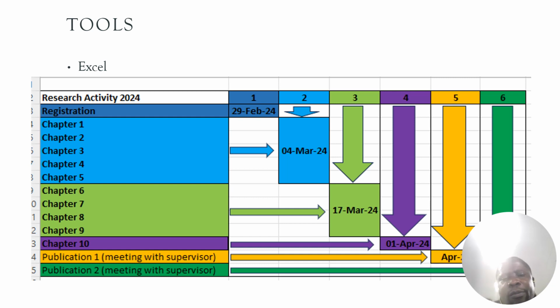I think that's more about submission. He's planning to register, or she's planning to register, by 29 February. Then chapter 1 to 5 to submit them by 4 March. Chapter 6 to 9 by 17. If you see the time frame there, this is someone who is actually finishing. Then chapter 10, then the publication.